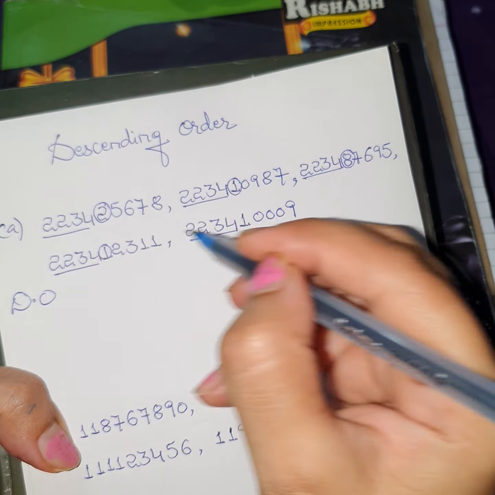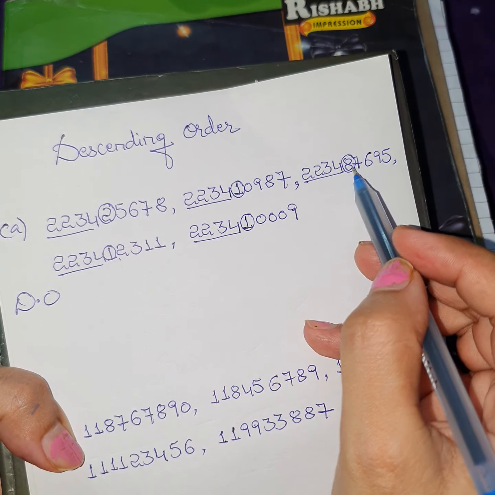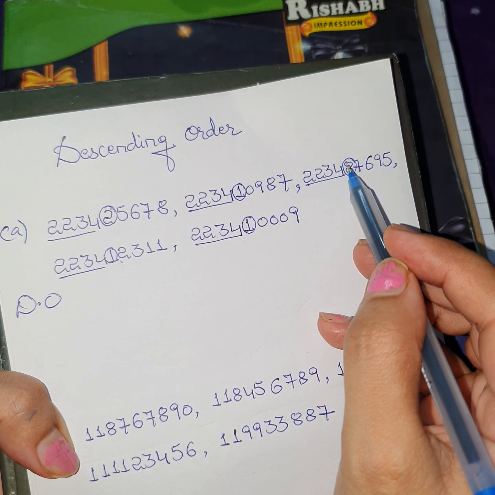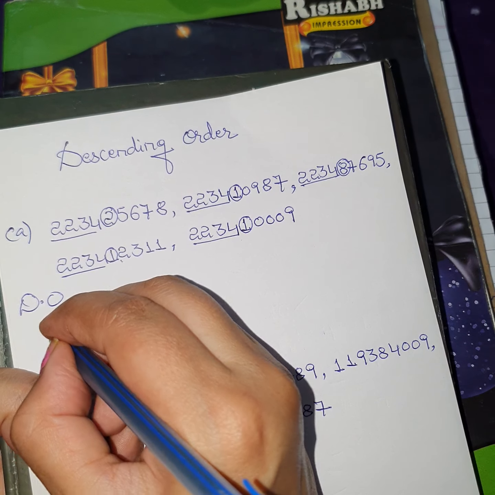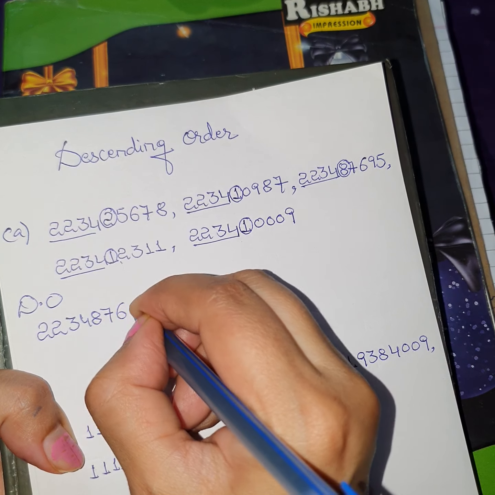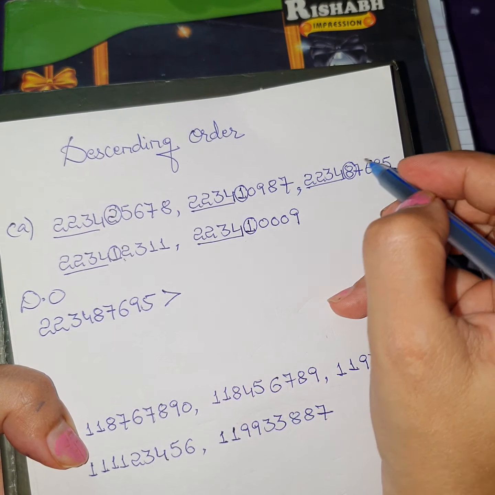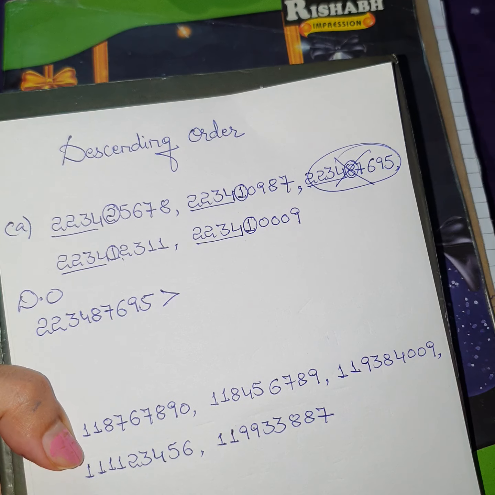Here fifth digit is 1. And here again fifth digit is 1. So 2, 1, 1, 1 and 8. So obviously 8 is greatest of all. So first of all, this number will come 2, 2, 3, 4, 8, 7, 6, 9, 5. Now this is the greatest number. So the sign of greater than will come here and this number is out of the series.